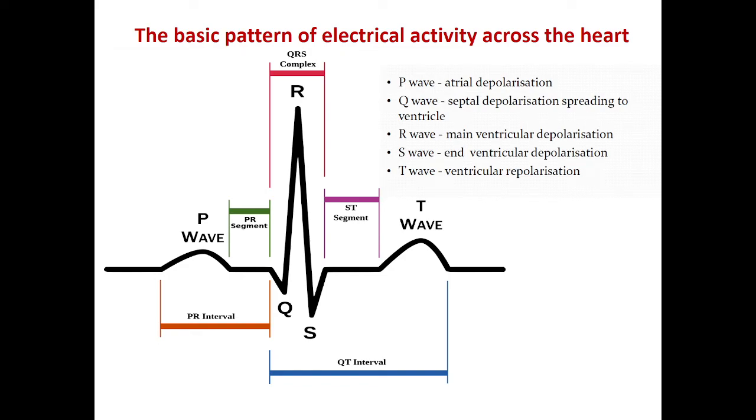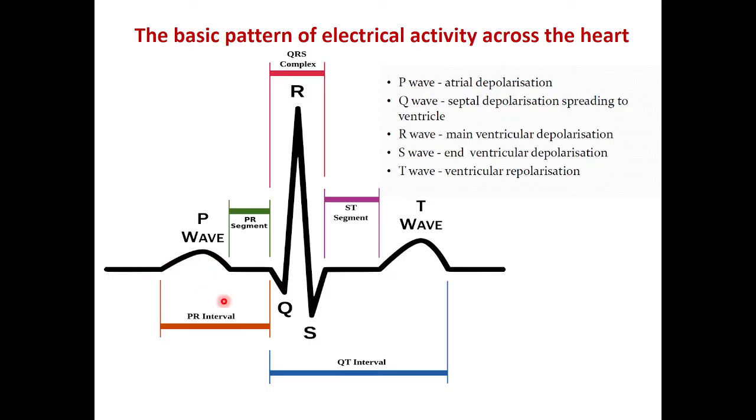The basic pattern of electrical activity across the heart. Shortly, we should discuss these waves. What are these waves? What does each one represent? But here we will take them in detail. We have waves and intervals. For each lead, we have this. This is a wave, and an interval is the interval between two waves, for example.